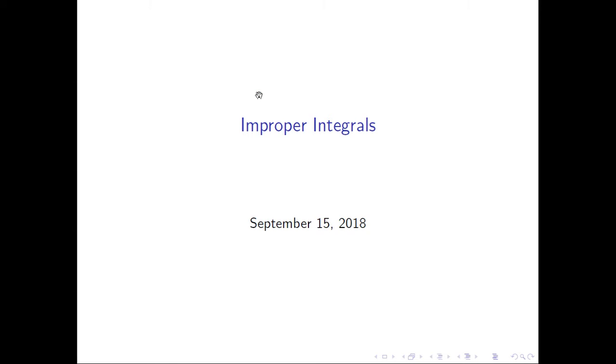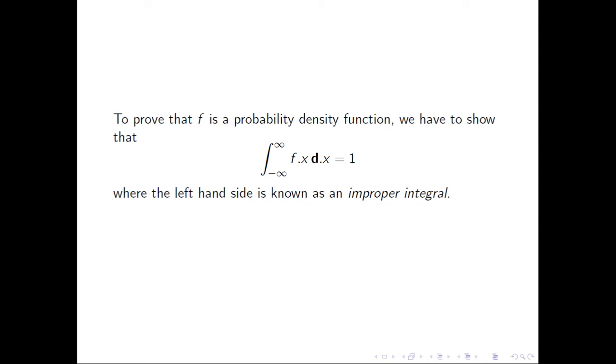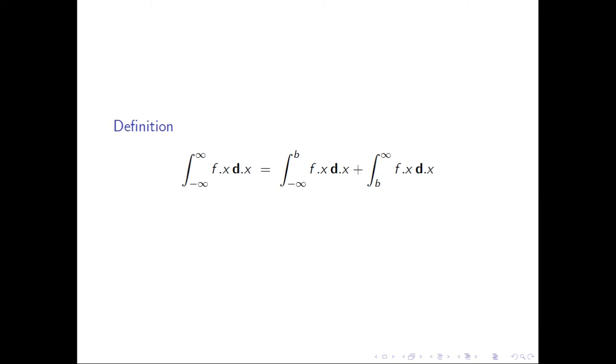Today we're going to look at improper integrals. Now, to prove that a function f is a probability density function, we have to show that the integral of f of x dx between minus infinity and infinity is equal to 1, where the left-hand side is known as an improper integral. These infinities are what make it an improper integral. So how do we evaluate something like this?